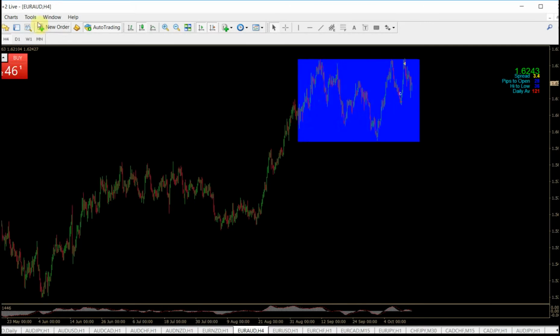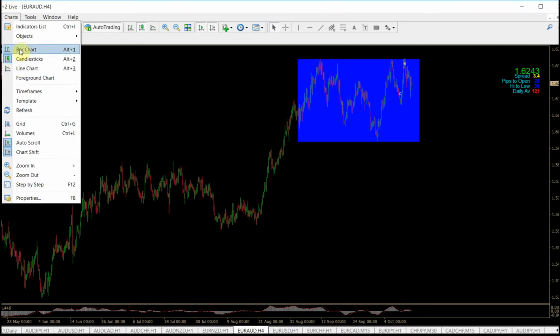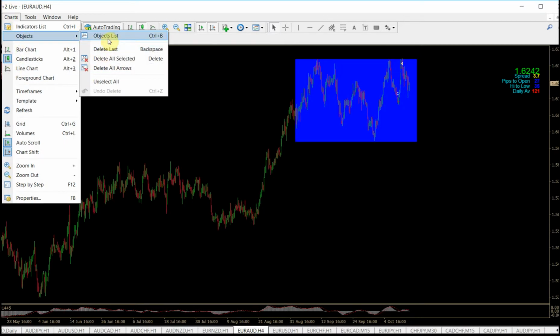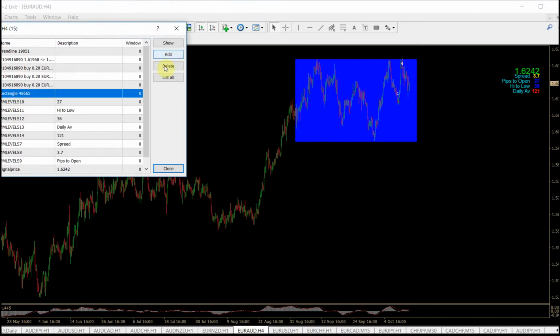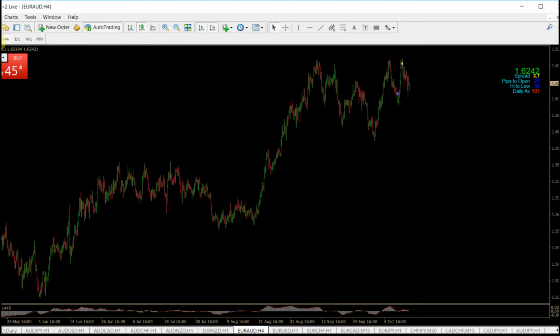But let me get rid of this. Yeah, so we don't have to look at that. Sorry, objects list. Don't like that. Okay, so now we'll drill down a little bit here.